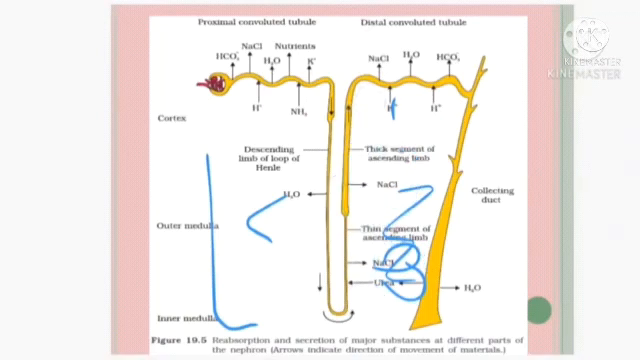So when the filtrate is coming down through the descending limb, since water is moving out, it becomes concentrated urine. When it is moving up, water cannot move, only salts are moving out, so it becomes dilute. Okay, that is what we have to look into in Henle's loop.